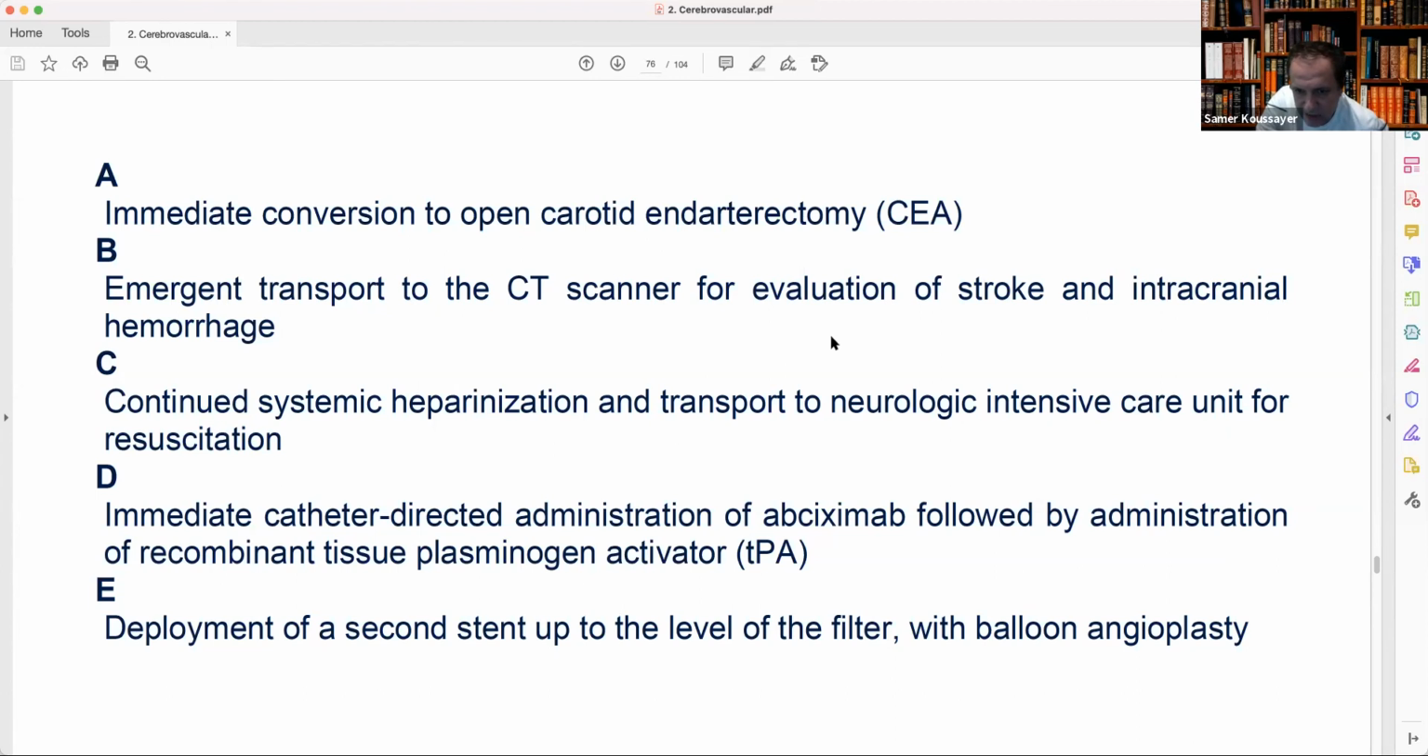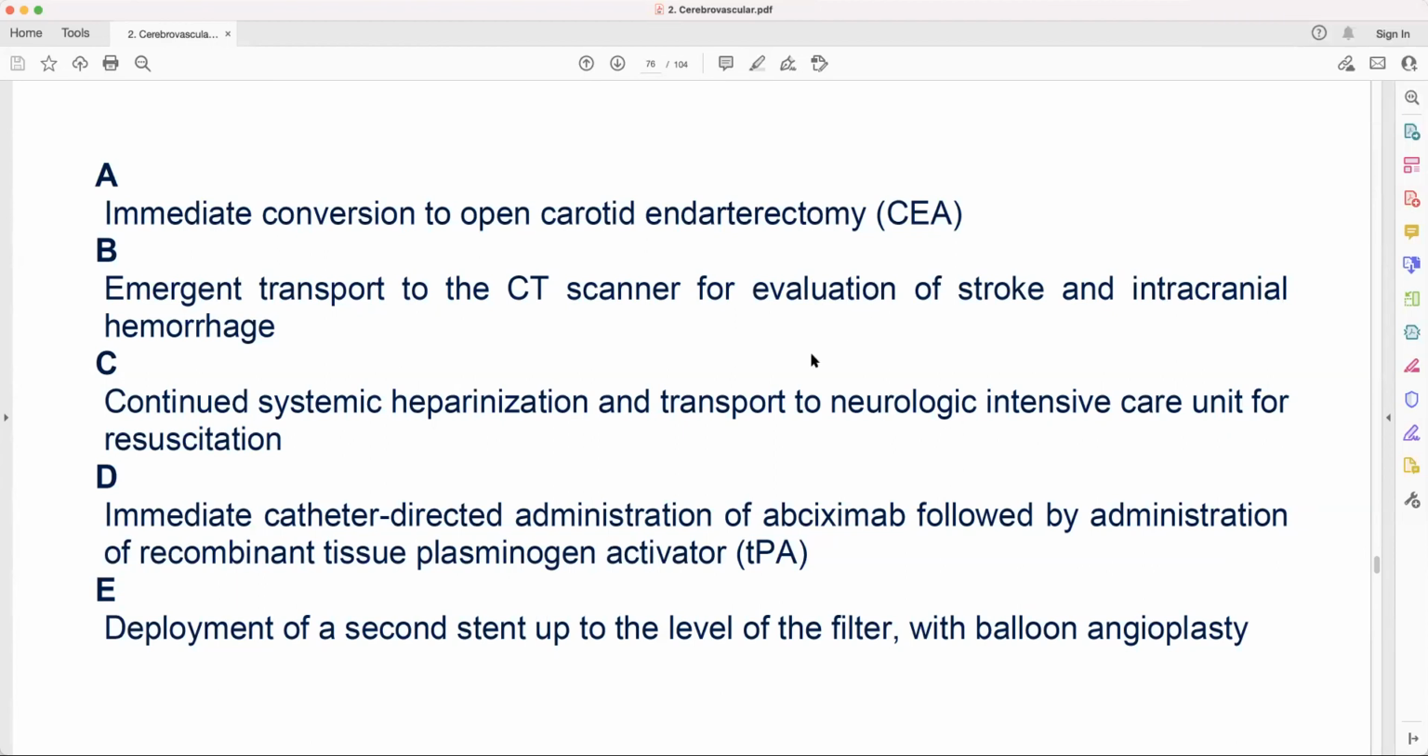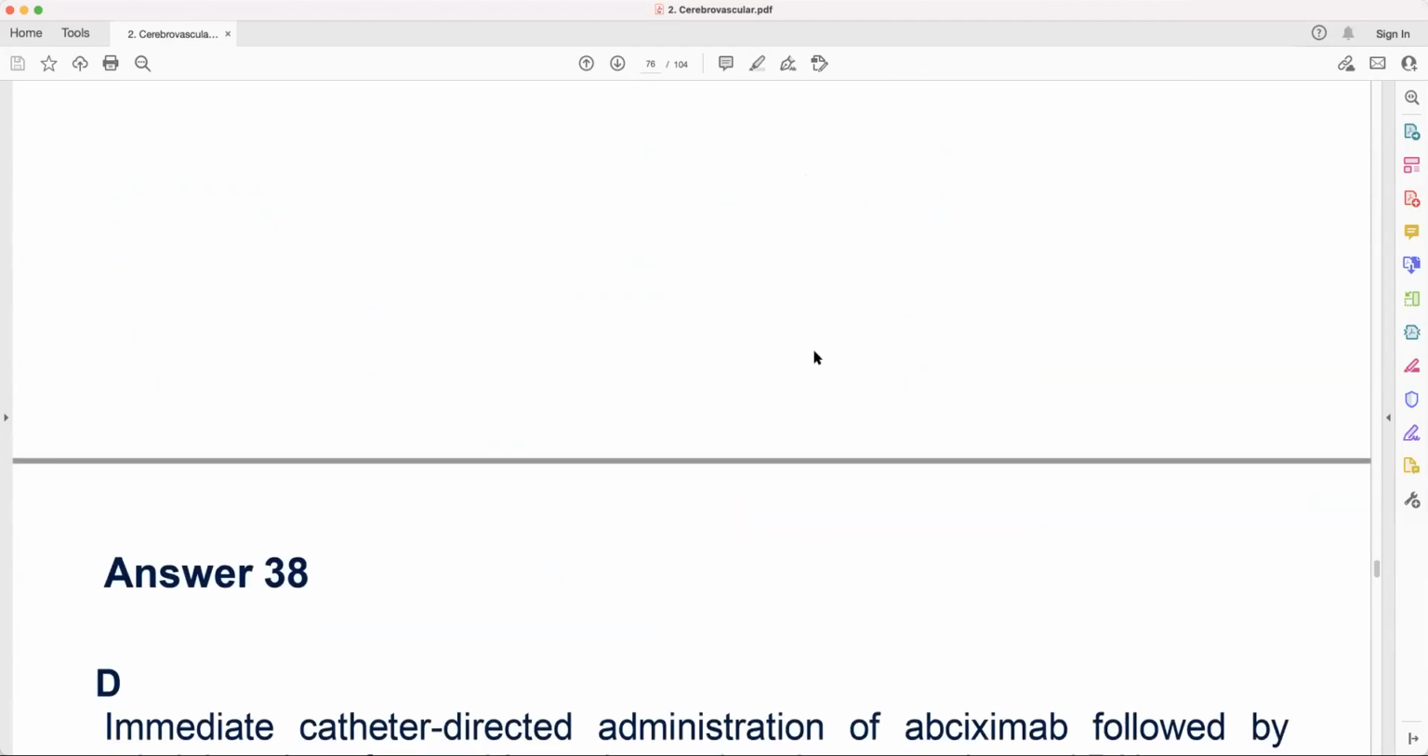Because again, it could be a dissection, it could be a spasm, and it could be a clot. Okay. So D is the answer.